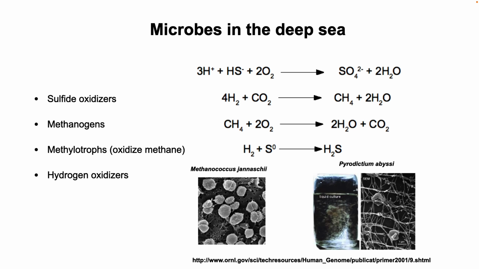Pyrodictium abyssi has an optimal growth temperature of 105 degrees centigrade. That's amazing, right? It is a hydrogen oxidizer, and it links this to sulfur reduction.